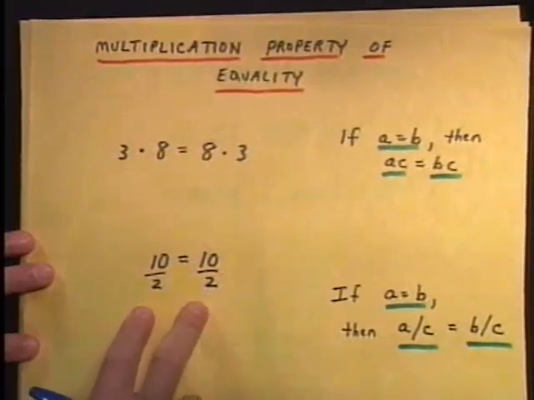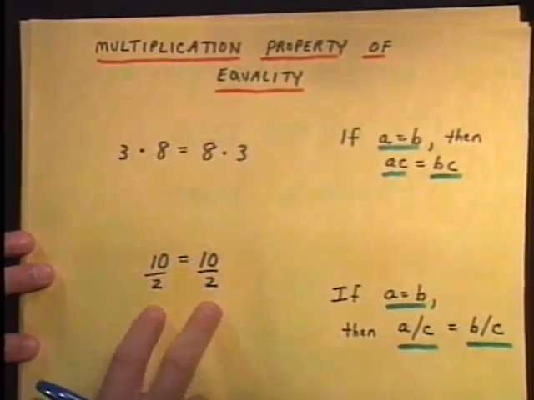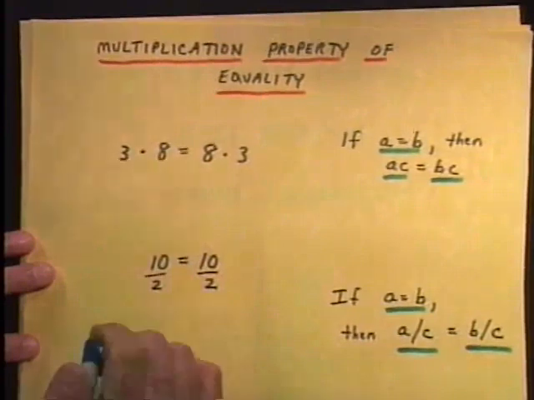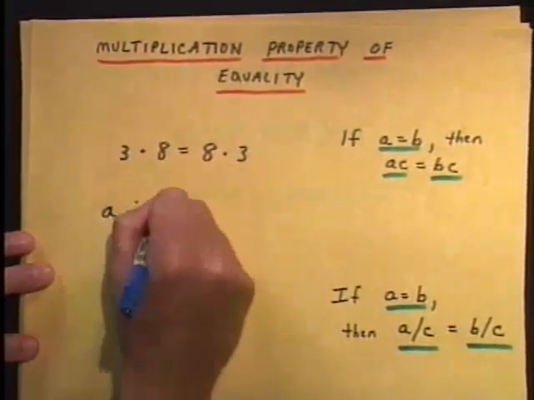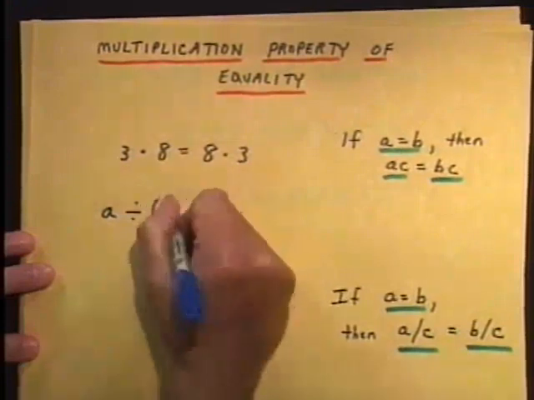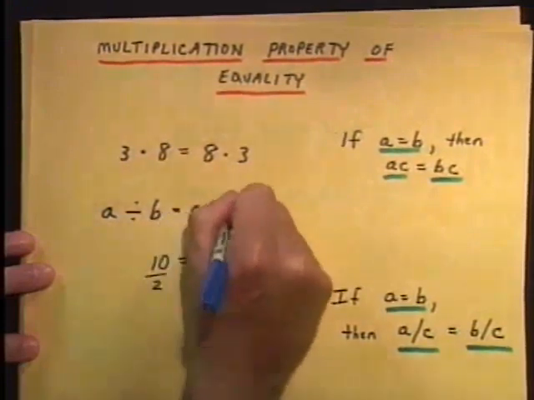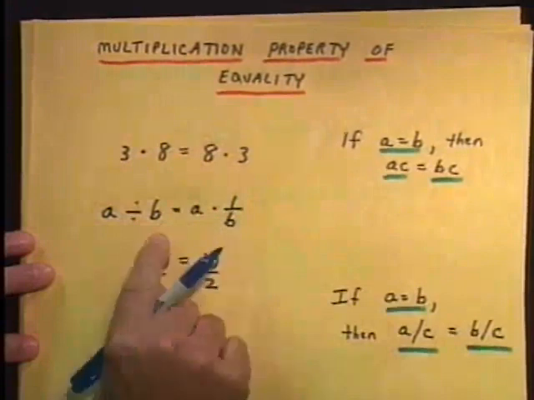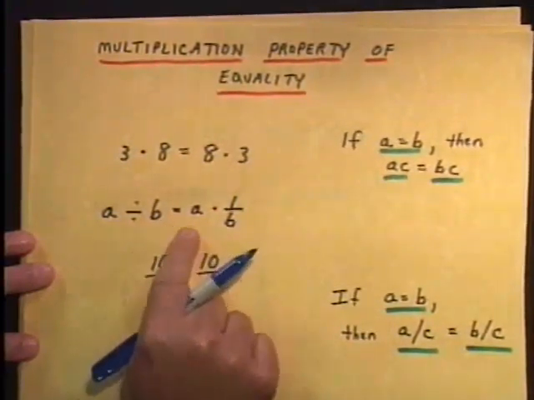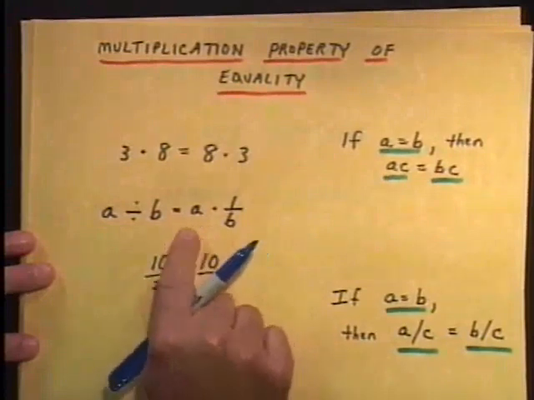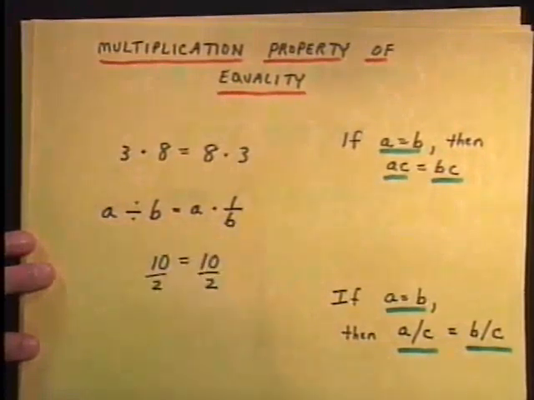Well, remember there's a definition for division as well that we have learned in previous lessons. The definition of division says if you have any two things in terms of division, you can rewrite that in terms of multiplication by multiplying by the reciprocal of the second item. So A divided by B can also be rewritten in terms of multiplication as A times 1 over B.